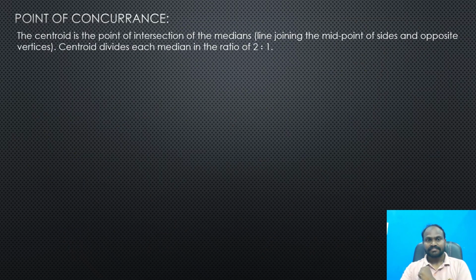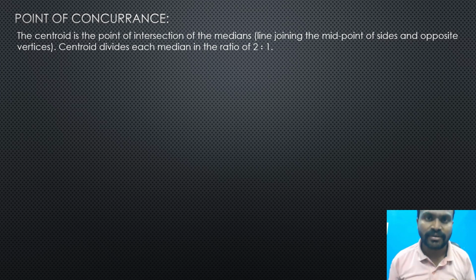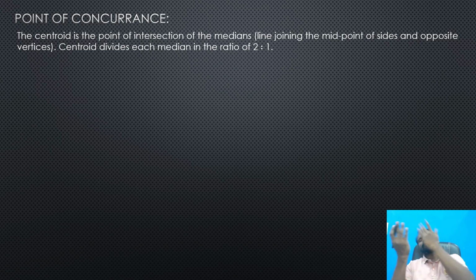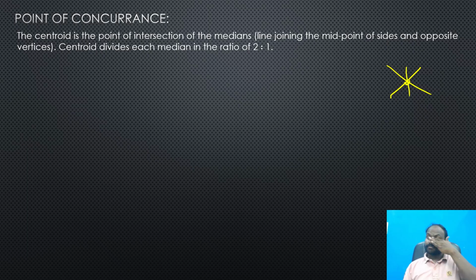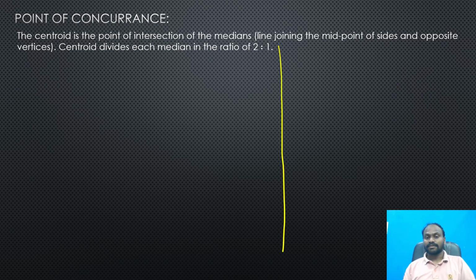Next, point of concurrence, which is a very important topic for all the competitive examinations. Point of concurrence means two or more lines meeting at a single point. Before discussing the centroid, orthocenter and all, you should first know the meaning of median. What is the median?